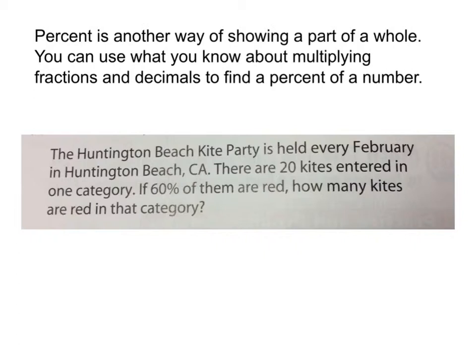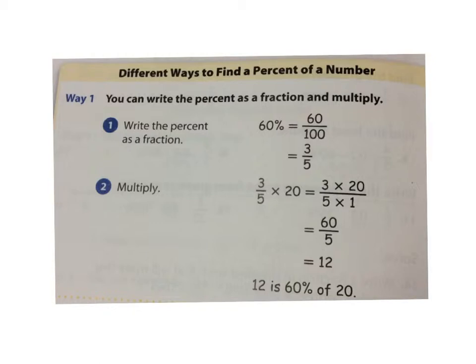No, it's not, because the total is 20, and it's 60% out of that 20. If I said 60 kites are red, but there's only a total of 20 kites, does that make sense? No. So I have to find 60% of 20, don't I? So there's two different ways you can do it.